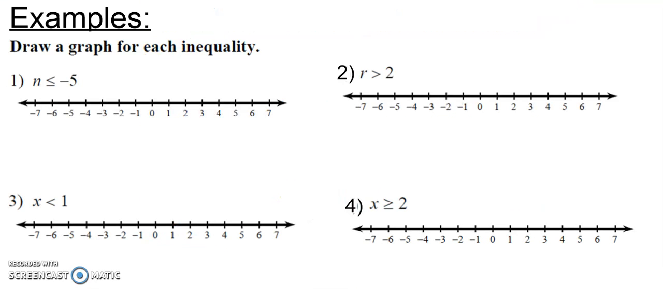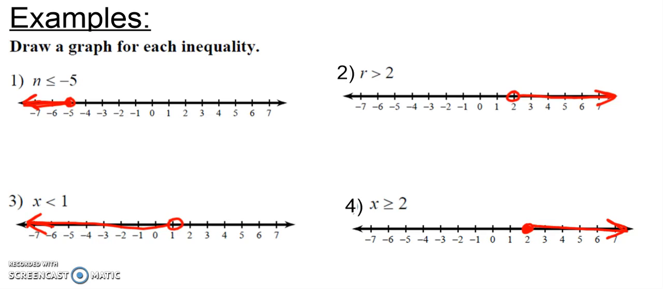All right, so I want you to pause and copy down these 4 examples, and I want you to graph them appropriately. So depending on an open circle or closed circle, what are these graphs going to look like?